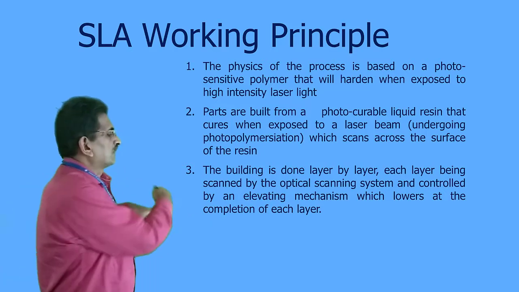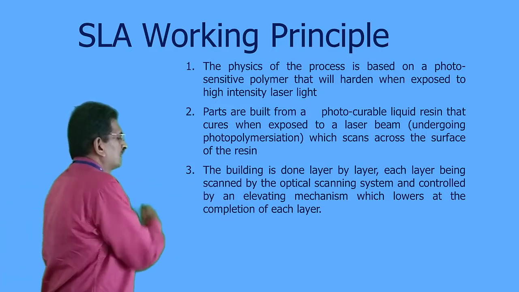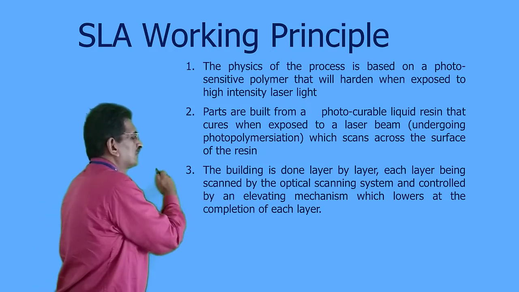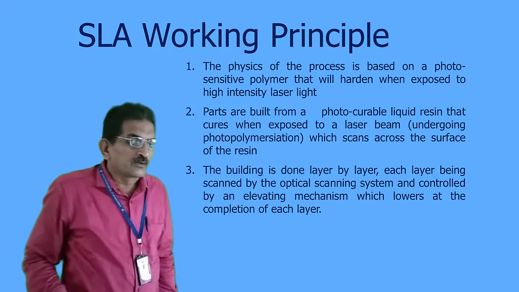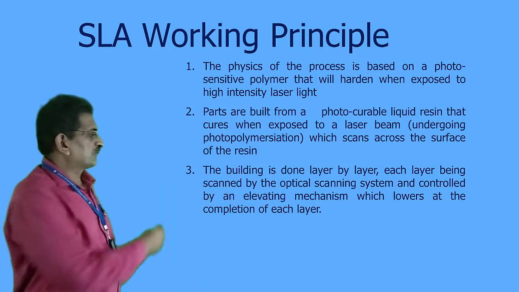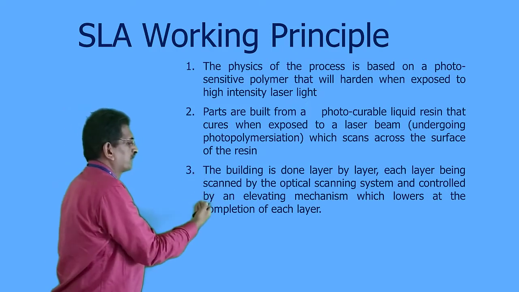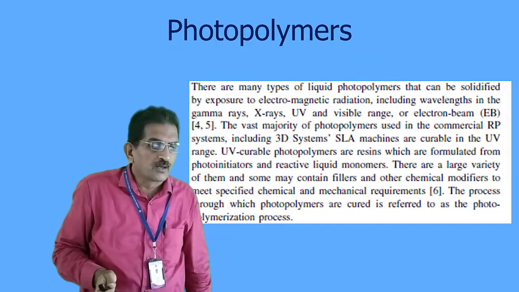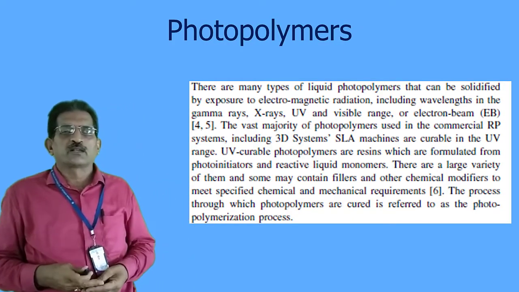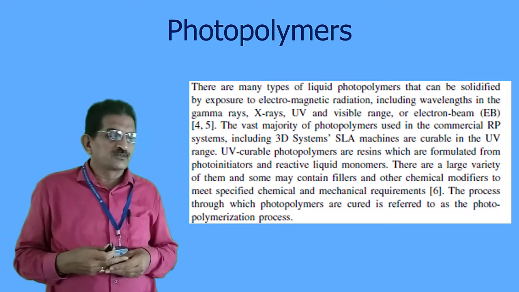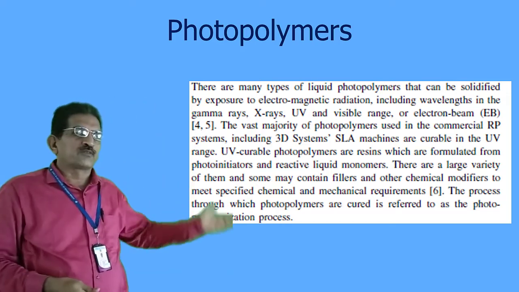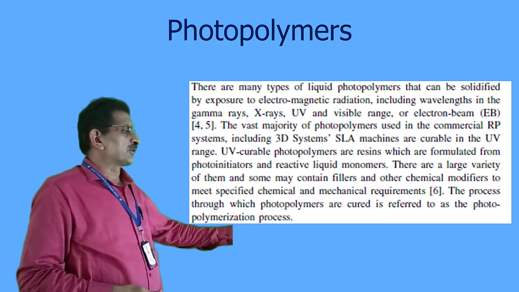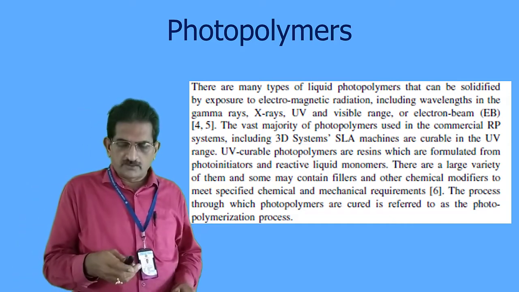If you take the resin in a container, the curing takes place only on the resin surface. The building is done layer by layer. First the surface is cured, then it is lowered, and then the next layer is done. So it is done one layer after another, using a scanner with an optical scanning system, and it is controlled by an elevating mechanism which lowers the part after each layer is produced. We will show that in the diagram.